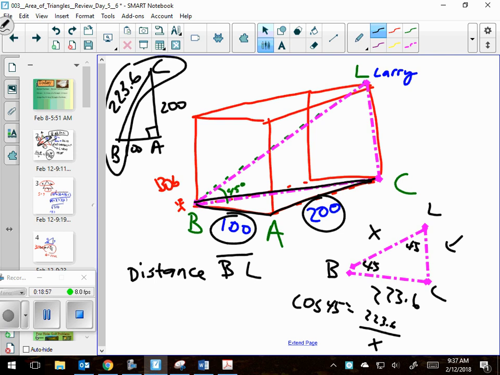What did you get for the distance from Bob to Larry, back corner? One more time. 316.2. Raise your hand if you got 316.2. Awesome. Okay, so it took a little while to see all the triangles that are connected, right? That's the challenge of these.